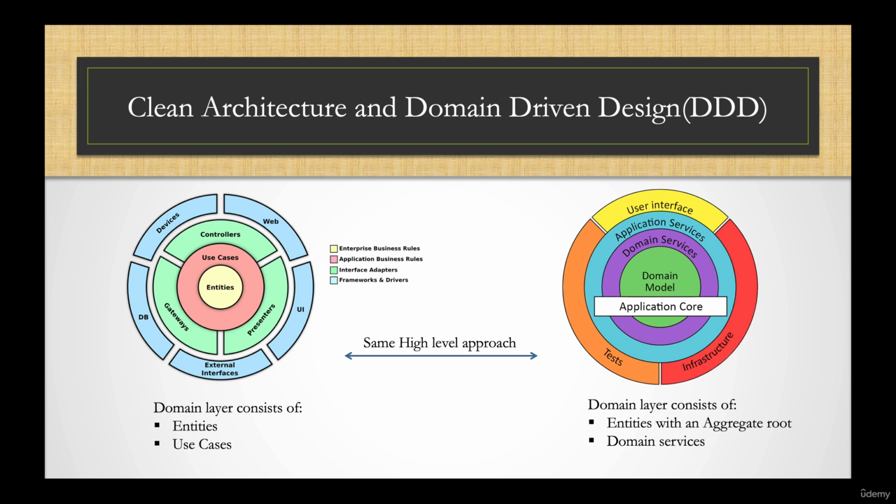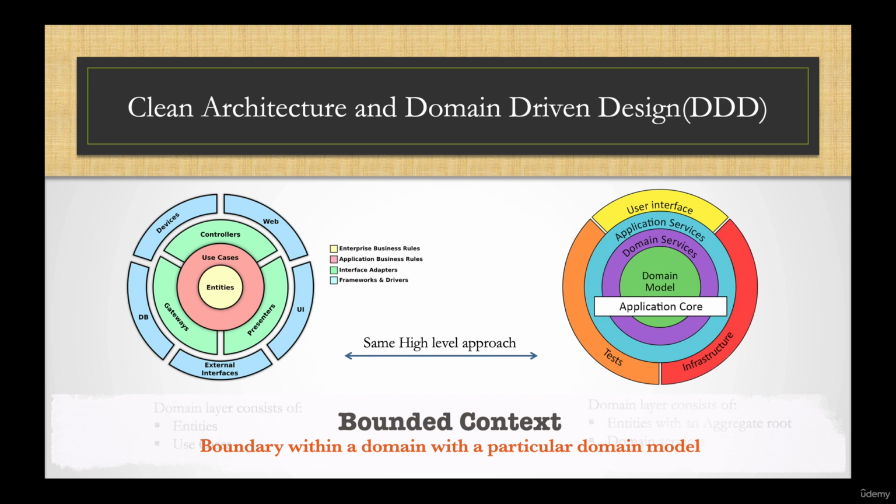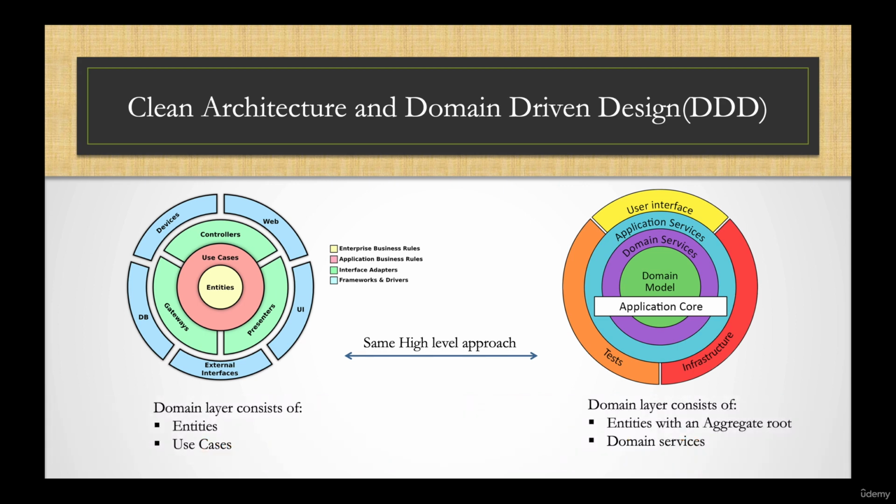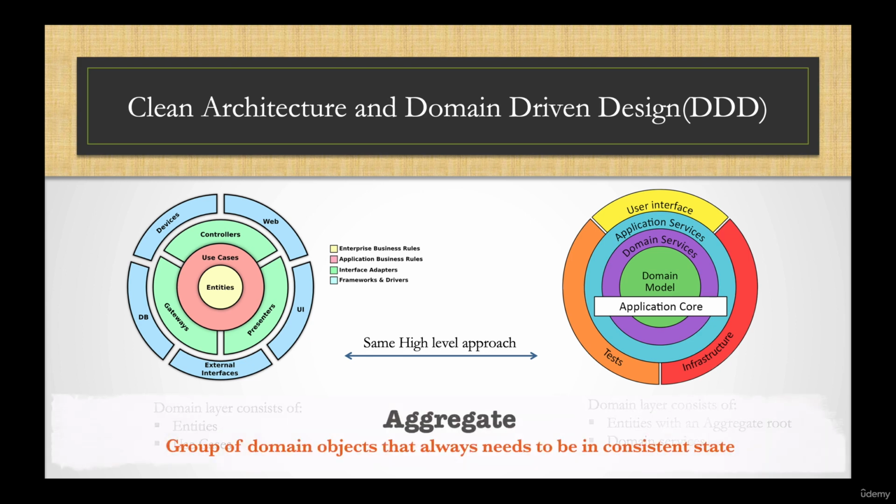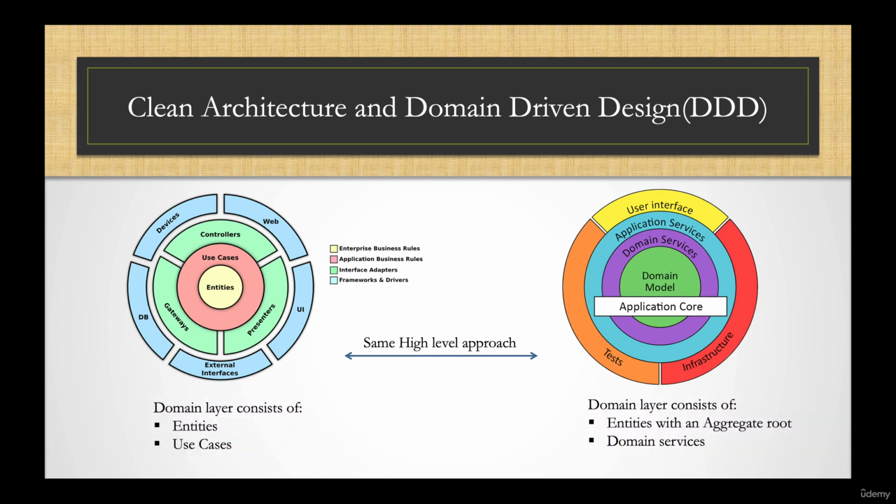In domain-driven design, on the other hand, we still have the entities that have the core business rules, but this time there are additional aggregate and aggregate root concepts. An aggregate root is the main entity that orchestrates the core business rule of the current context. This context is called a bounded context. An aggregate is a group of business objects which always need to be in a consistent state. Therefore, we should save and update aggregates as a whole inside a transaction.